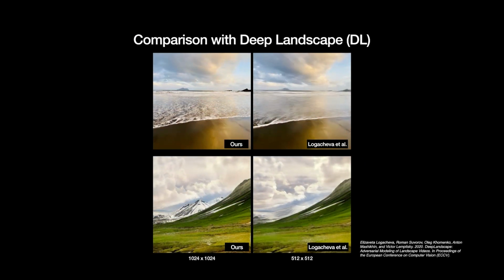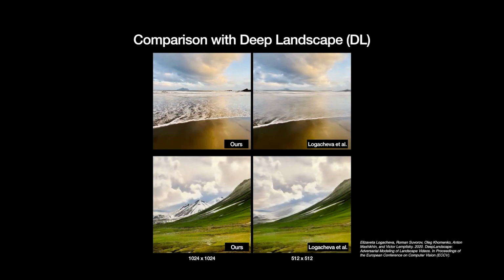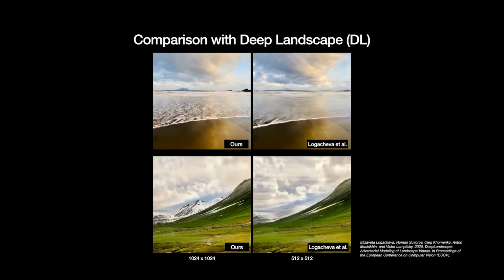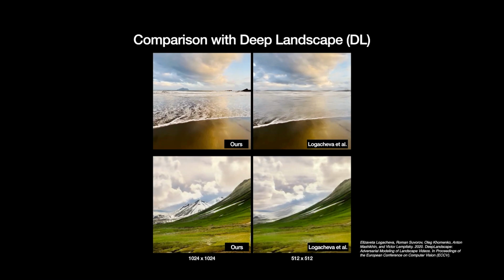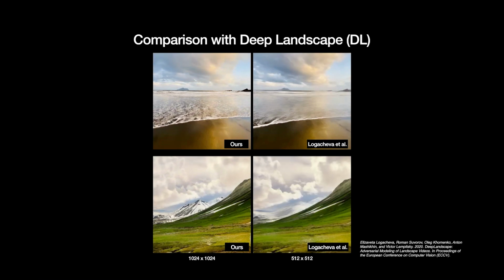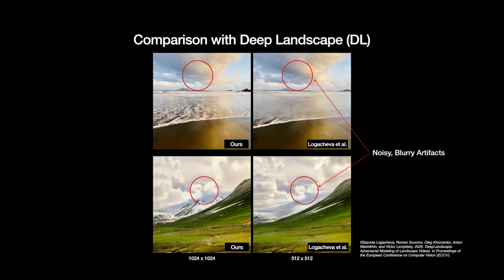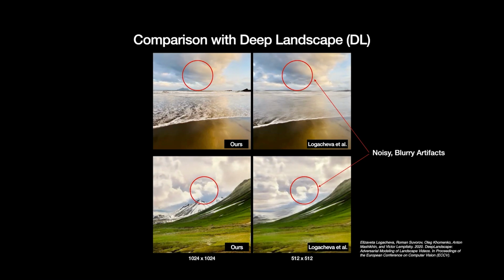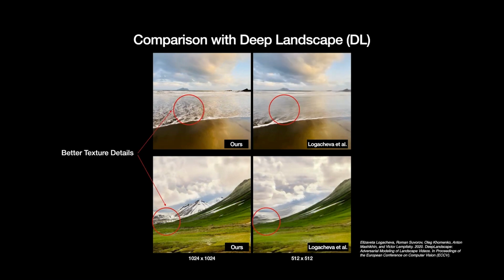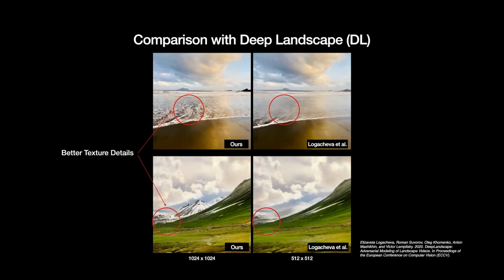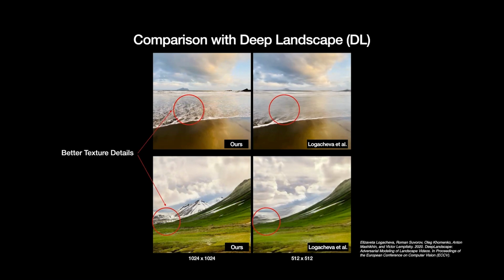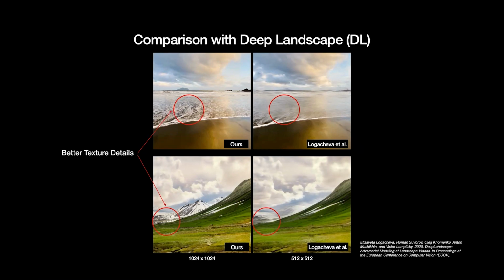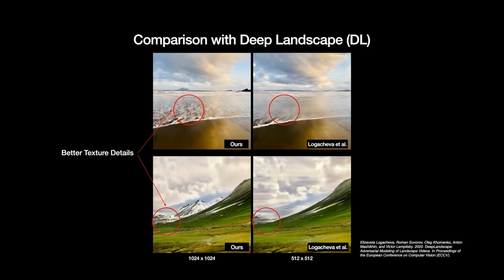We further compare our method with deep landscape, another baseline in cinemagraph generation. By forward warping the deep features of StyleGAN, our method generates cinemagraph with less noticeable artifacts. The indicated regions show the advantages of our GAN inversion method in keeping the texture details of the original input image.